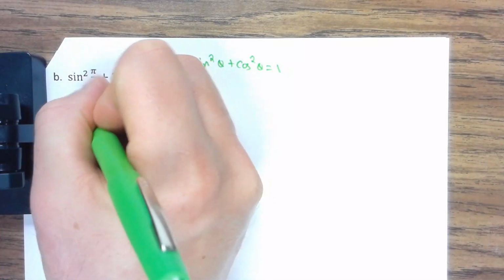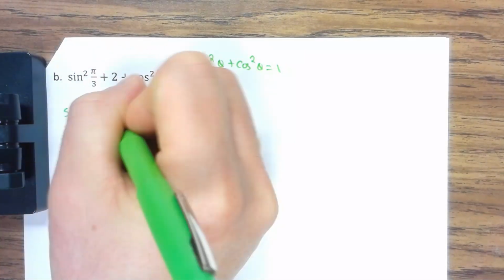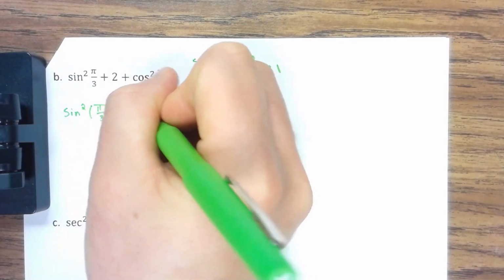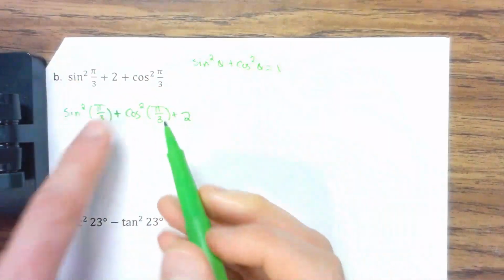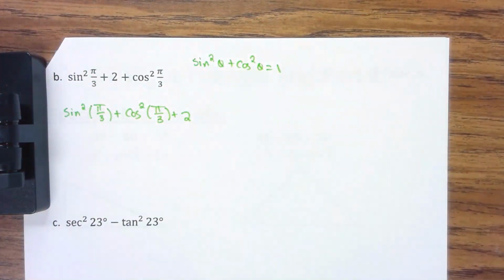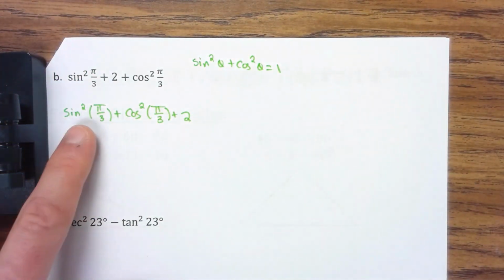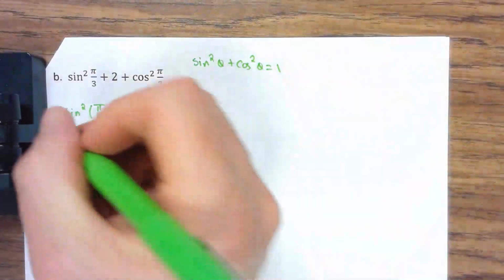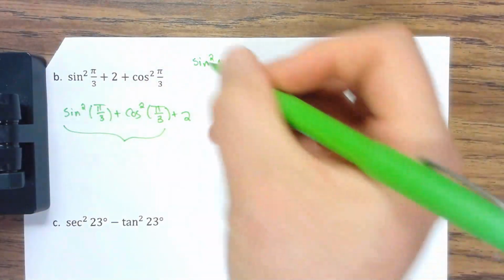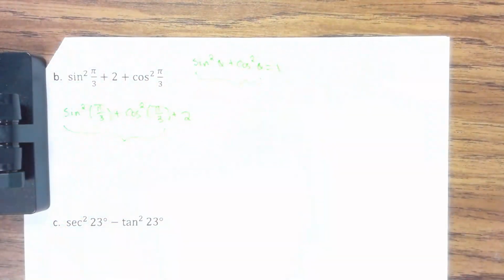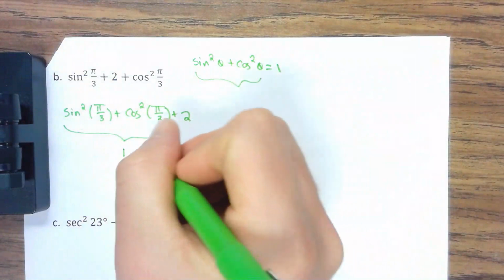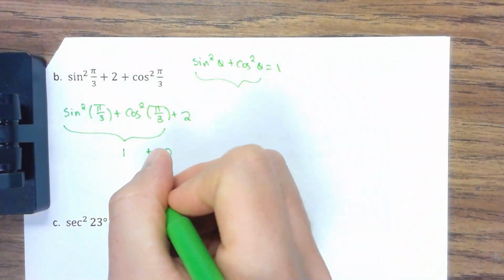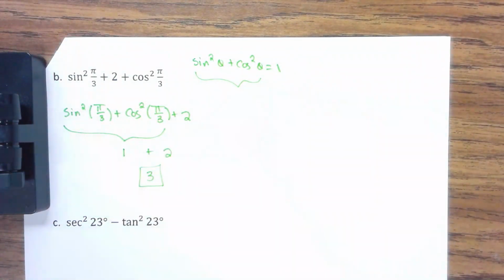So in this case, all I'm going to do is rewrite this. So sine squared of pi over 3 plus cosine squared of pi over 3 and plus 2. So just rearranging the terms. And I'm recognizing this right here, the sine squared of pi over 3 and cosine squared of pi over 3 is just sine squared of theta plus cosine squared of theta, where theta is pi over 3. So that whole thing equals 1, and once I add 2, it ends up being just 3.